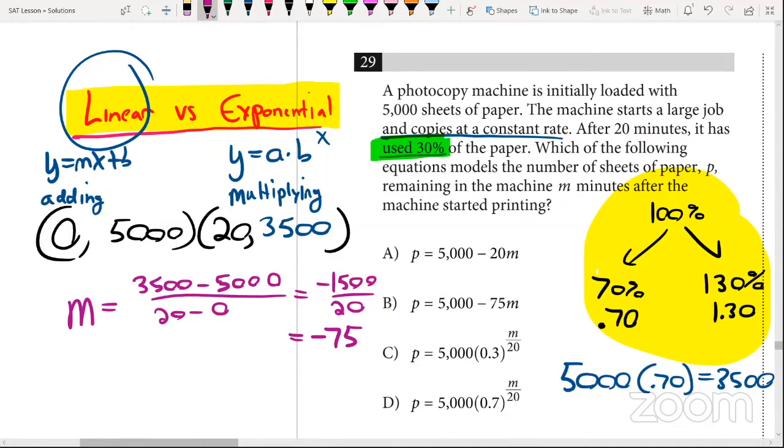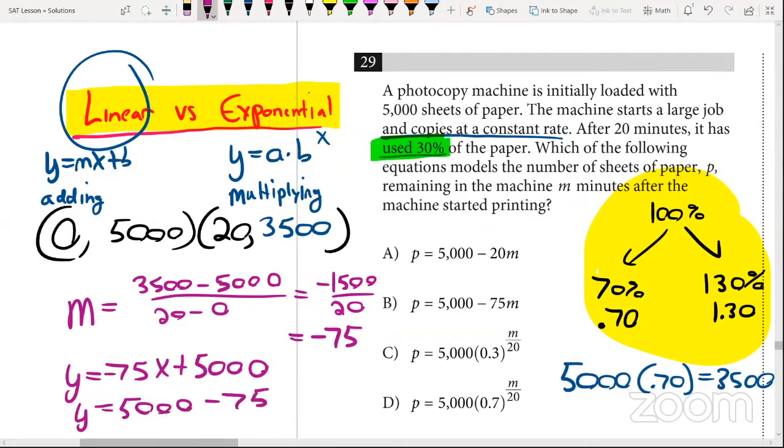So we have a linear equation with a slope of negative 75. And by the way, the y-intercept is 5,000. So the equation would have been y equals negative 75x plus 5,000, using x and y instead of p and m, but it's the same thing. And of course, the answer choice is going to present it this way because it's just a hair more challenging. But that is the same as this, because we are using x and y because it's the classic thing, but the question is using p and m, which is totally fine. So the answer to number 29 is B.